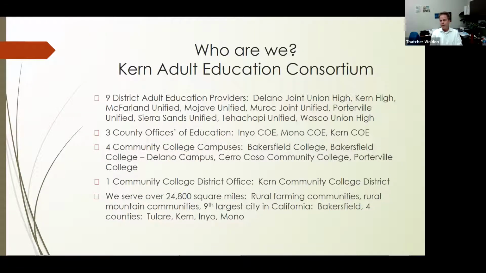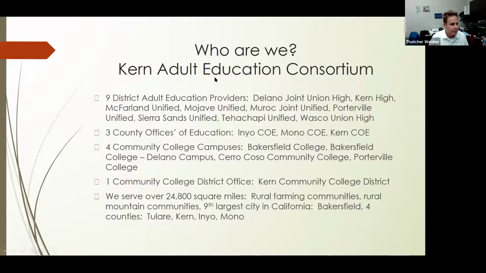Okay, a little bit about our consortium. We're the Kern Adult Education Consortium. We consist of 9 district adult education providers, 3 county offices of education, 2 of which provide adult education services, 4 community college campuses, and 1 community college district office. We serve over 24,800 square miles, from rural farming communities to rural mountain communities to the 9th largest city in California, Bakersfield, and we cover 4 counties: Tulare, Kern, Inyo, and Mono.